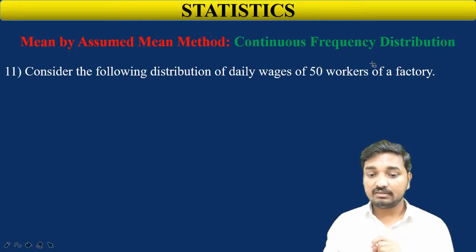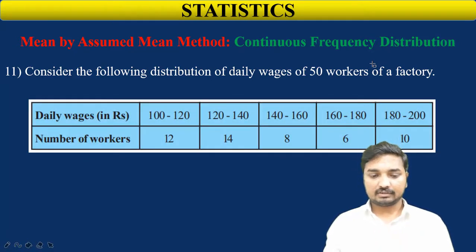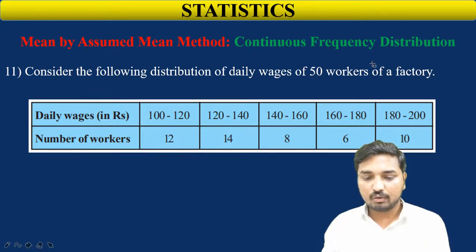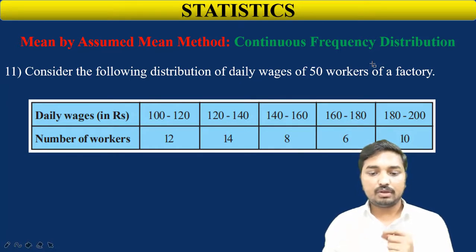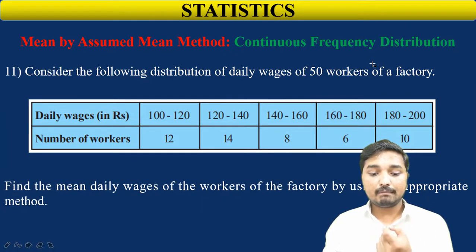Consider the following distribution of daily wages of 50 workers of a factory, and the table is like this. 100 to 120, 120 to 140, 140 to 160, 160 to 180, 180 to 200, and the frequency column: 12, 14, 8, 6, and then 10. Now you need to find the mean wages. Find the mean daily wages of the workers of the factory by using an appropriate method.